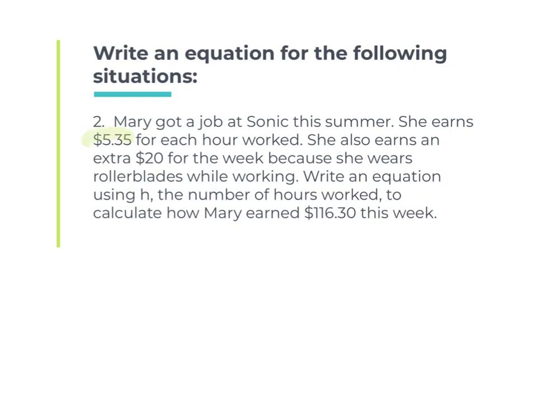Now we go through and we find our important information, so numbers and keywords. So she earns $5.35 for each hour worked, and she also earns an extra $20. And all of that time worked, she's going to earn $116.30. So now we're going to go through and equate these keywords to operations and numbers. So it says that H is going to represent number of hours. So instead of each hour worked, we're going to think about that as just H. And we know that this word, each, means that we're multiplying.